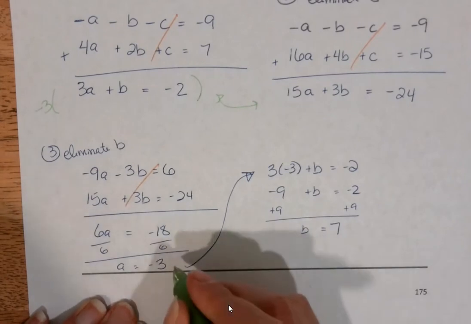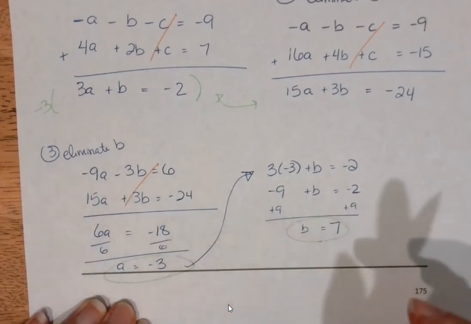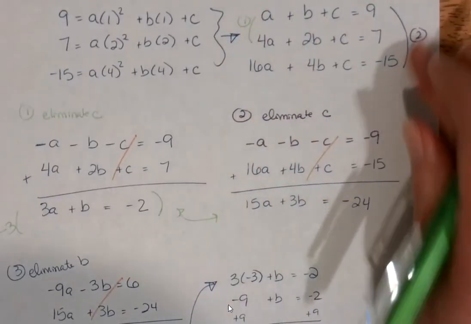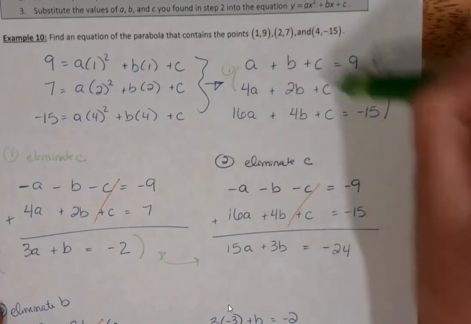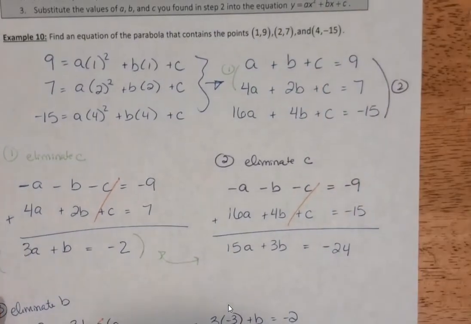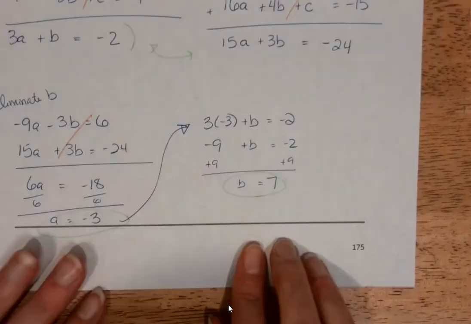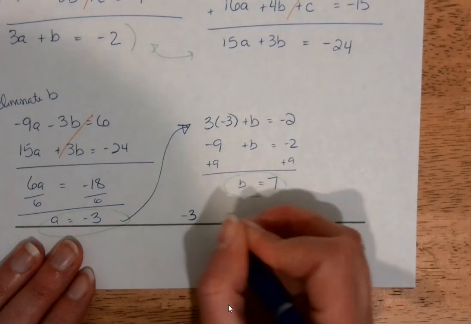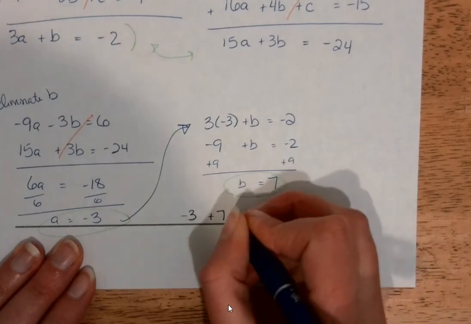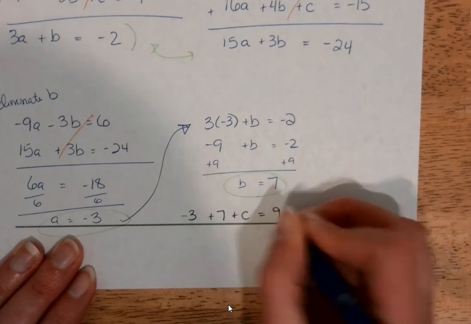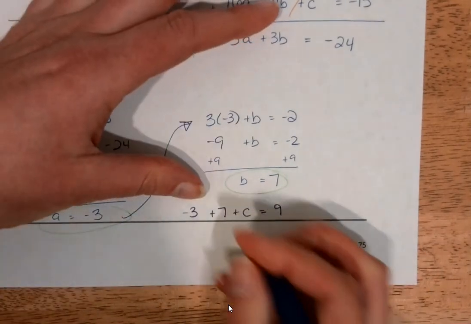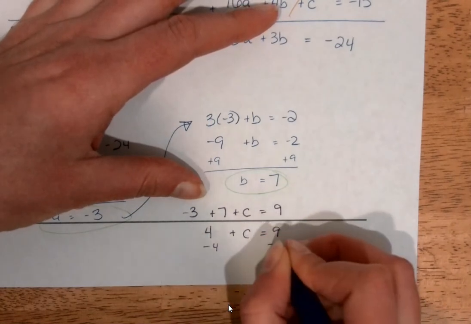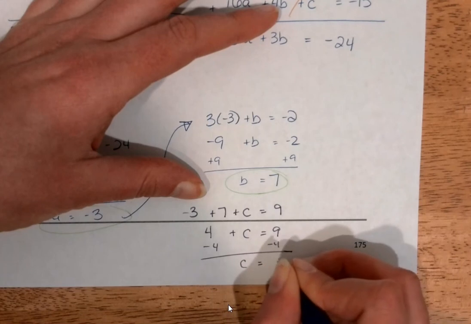Okay, so I've got an a value and a b value. Now we head back into one of our original equations and go for the c value. Smallest number is in the top line, so we'll use the top line. a plus b plus c equals 9. Okay, so we have an a value of negative 3 plus a b value of 7 plus c equals 9. Negative 3 plus 7 is 4, plus c equals 9. So if I subtract 4 from both sides, we'll get a c value of 5.